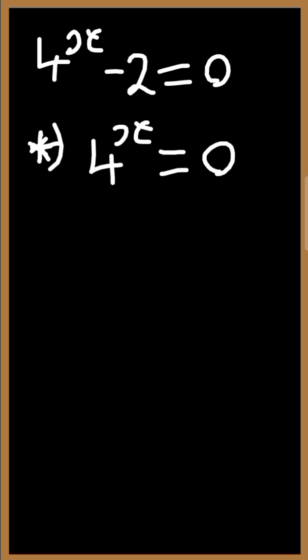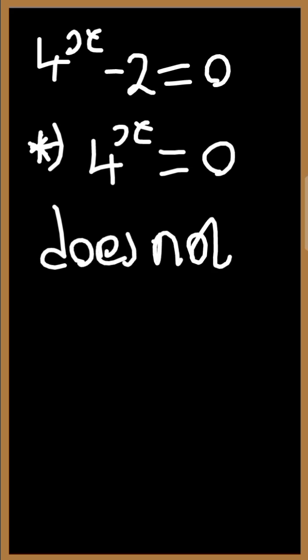For this case, x does not exist because there exists no number such that when we raise 4 to that number, we are going to obtain a result of 0. So for this case, x does not exist.